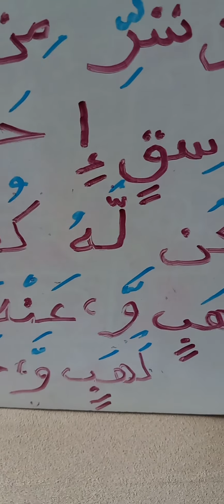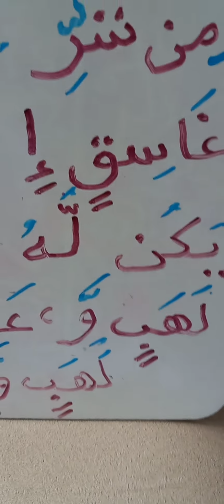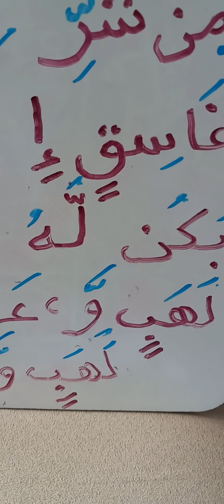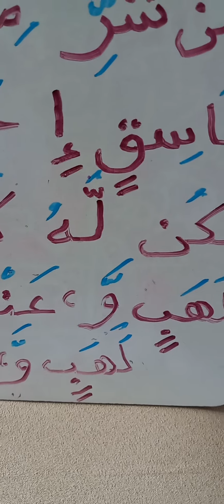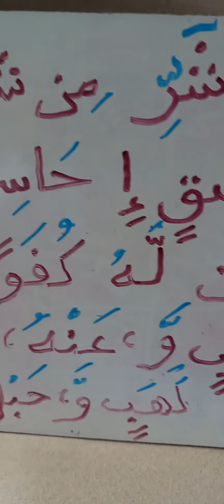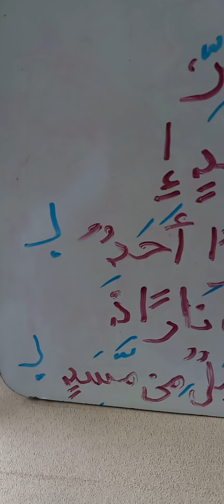Then we go. بسم الله الرحمن الرحيم. قل هو الله أحد الله الصمد لم يلد ولم يولد ولم يكن له. This is going to be إدغام. كفوا أحد. This is إظهار. أحد بسم الله. This is إقلاب. When the ba comes after the tanween.